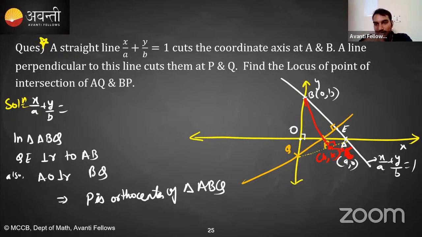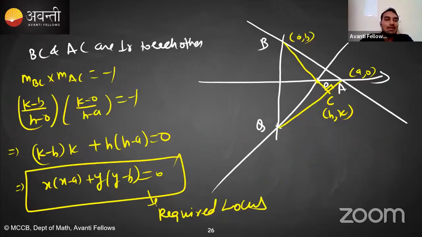If you look at the figure, you can say that P is the orthocenter. If P is the orthocenter, it means BP is the altitude on AQ. So BC will be perpendicular, so put m1 m2 = -1 and you will get your locus. Clear? Is this clear, students?